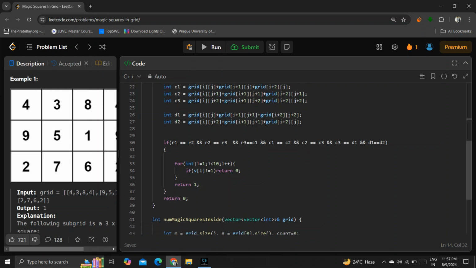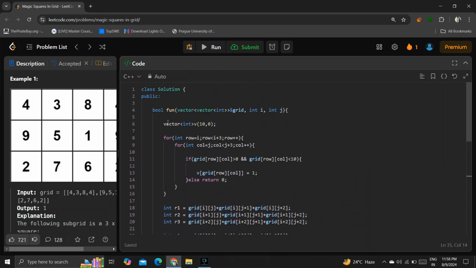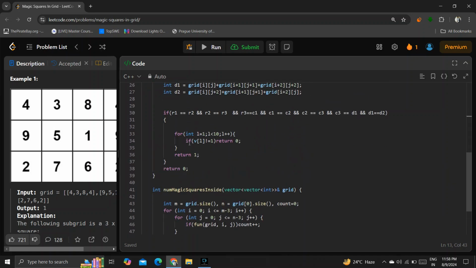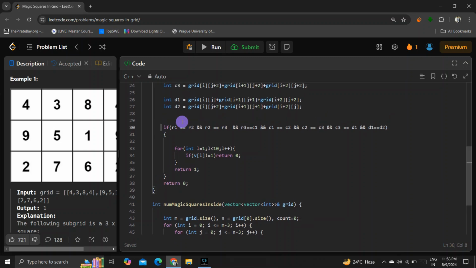Okay, now if this condition is satisfied, then I have to check whether all the elements are distinct and filled with values from 1 to 9 or not. So I will traverse this particular vector which I have taken earlier, right? And I will check whether any of the elements are 0 or not. If so, then I will simply return 0, else I will return 1 here. And if this condition is not satisfied, that is, rows and columns are not equal, then it will simply return 0.